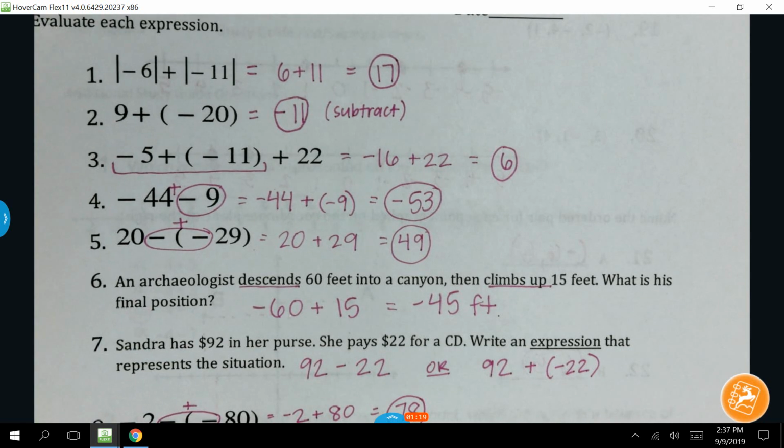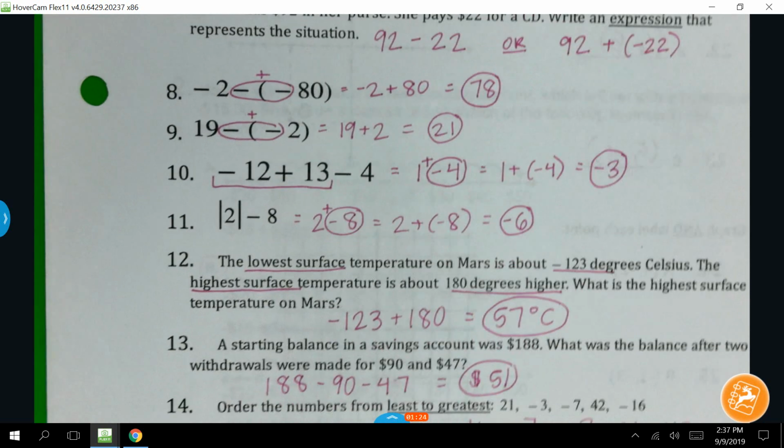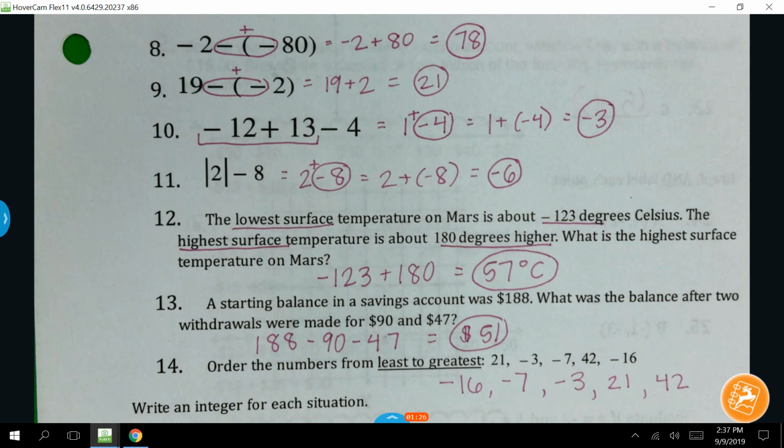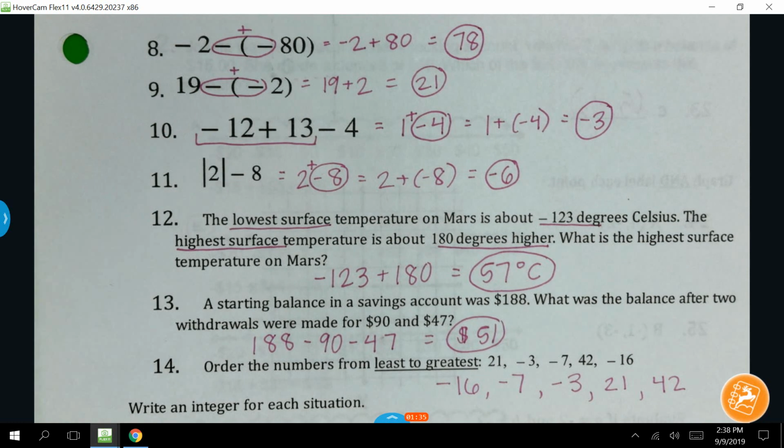Questions on any of those? Remember when you have 3 numbers, like number 10, number 3, and number 10, you're just adding those first 2 and then add that third one to that answer. Questions on any of those? We should be pretty good on adding and subtracting those integers.